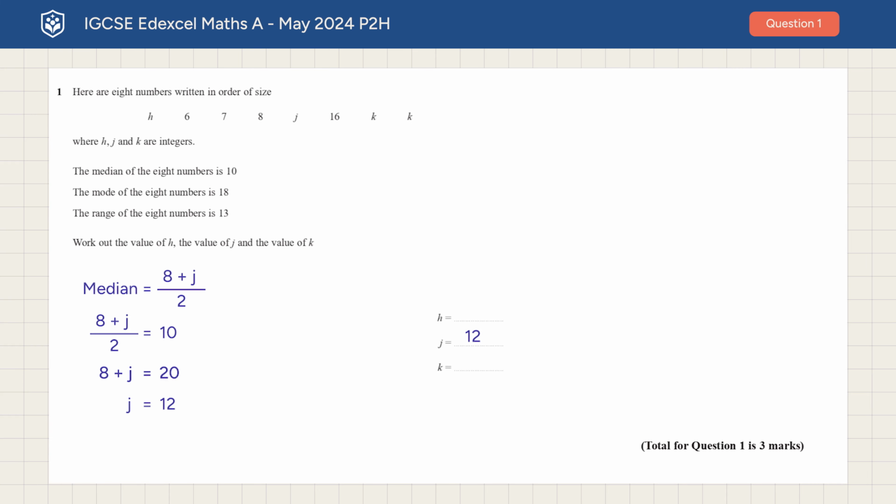Next, the mode is given as 18. The mode is the most frequent value. In our list, the only repeated numbers are the 2 K's at the end. That means K must be the mode, so K equals 18. Finally, the range is 13. Range is the largest number minus the smallest number. The largest number is now 18 and the smallest is H. So 18 minus H equals 13, which gives us H equals 5.